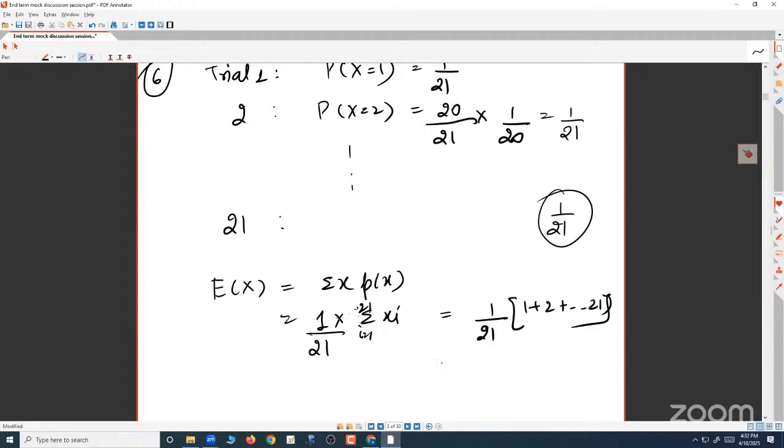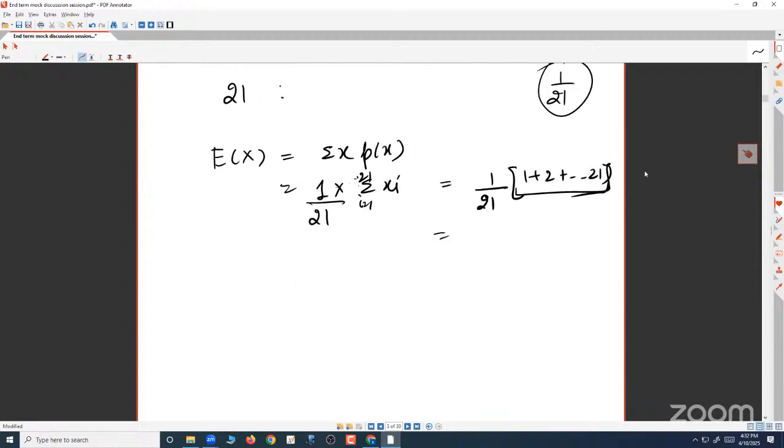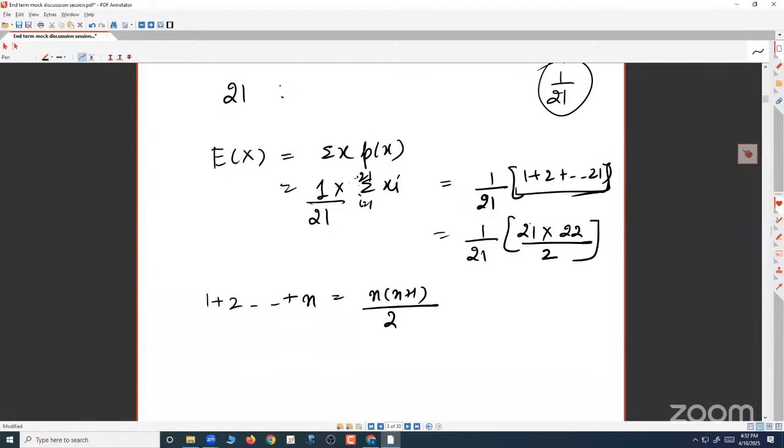Now, let's suppose there are n terms, 1 plus 2 till n. The sum of all the values would be n into n plus 1 divided by 2. So this would be equal to 1 by 21 into 21 into 21 plus 1, which is 22, divided by 2. This 21 will get cancelled, so you will be left with 11 only. So my expected value is coming out to be 11.